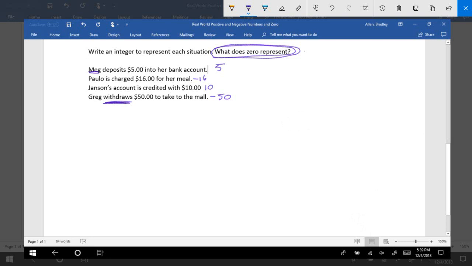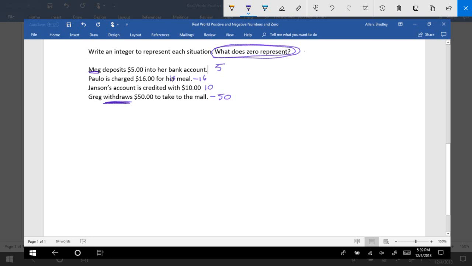Now the next one, Paulo is charged $16 for his meal. It says her, but I think that was a typo. For his meal. So what represents 0 here? Well, 0 could be the amount of money he had in his wallet before being charged $16, or the amount of money he had before spending the $16. It sounds a little repetitive from question 1, and it is, but it's still the concept of 0. It's what we're counting from. If he's charged $16, we're counting down $16 from wherever the situation began, which is however much money he had before he spent the $16.